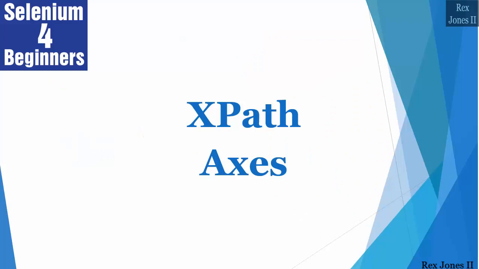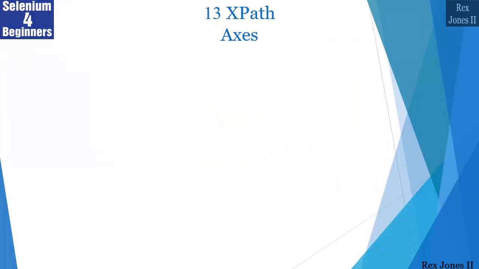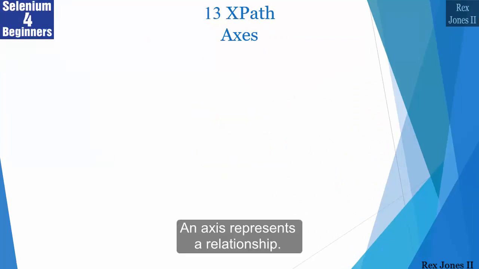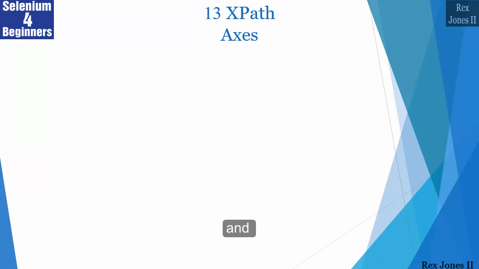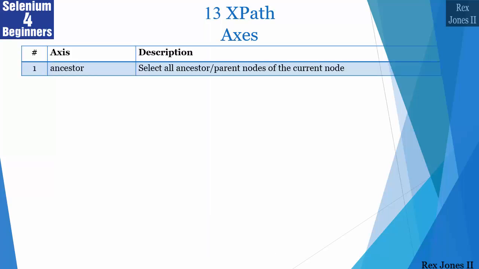Next is XPath Axes. An axis represents a relationship. That relationship depends on the current node, and it is used to find other nodes like a parent node, sibling node, or child node. There is a total of 13 XPath axes. In alphabetical order, the XPath axes are number 1, ancestor.